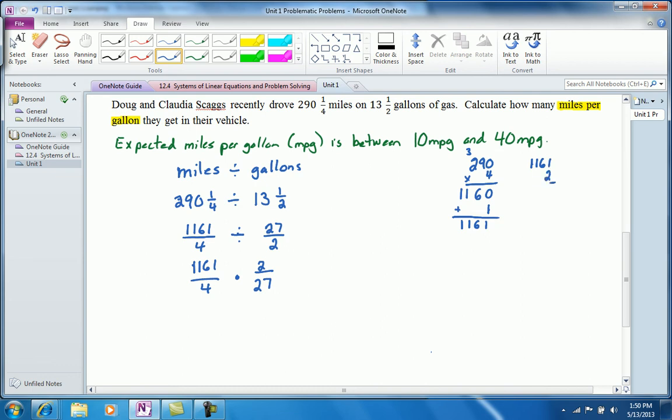1161 times 2. 2 times 1 is 2. 2 times 6 is 12, carry my 1. 2 times 1 is 2, plus the 1 is 3. And 2 times the 1 is 2, so I get 2,322. Over, and then 4 times 27. 4 times 7 is 28, carry my 2, 4 times 2 is 8, plus 2 is 10, so I get 108.